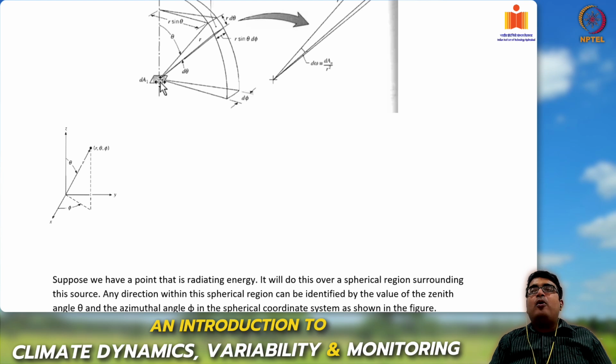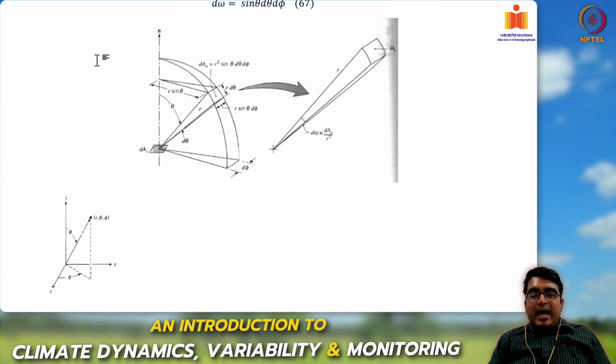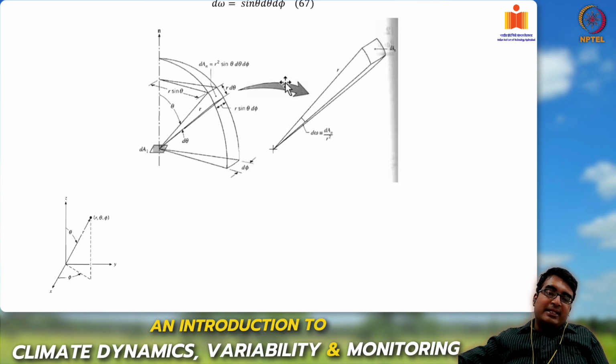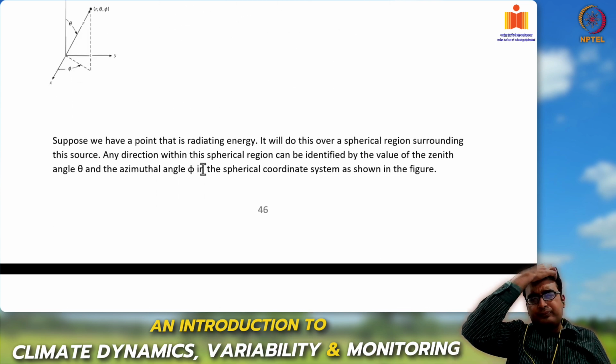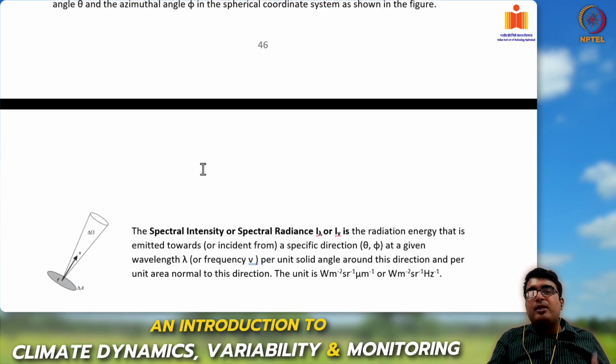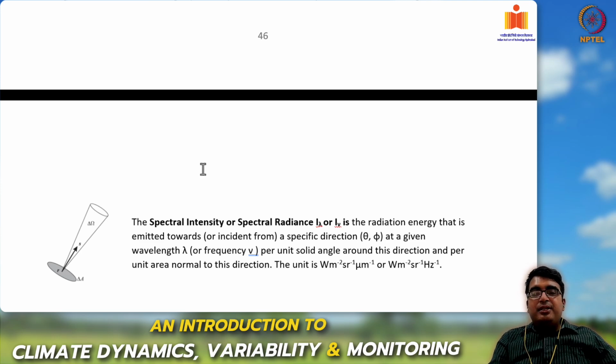So suppose this is a point which is radiating energy and we want to know the energy received by a certain point at a certain distance from this point. Suppose the point is here. Then in the spherical coordinate system, we can exactly locate this point in terms of the distance, the zenith angle theta and the azimuthal angle phi. And this helps us to define various types of radiation fluxes.